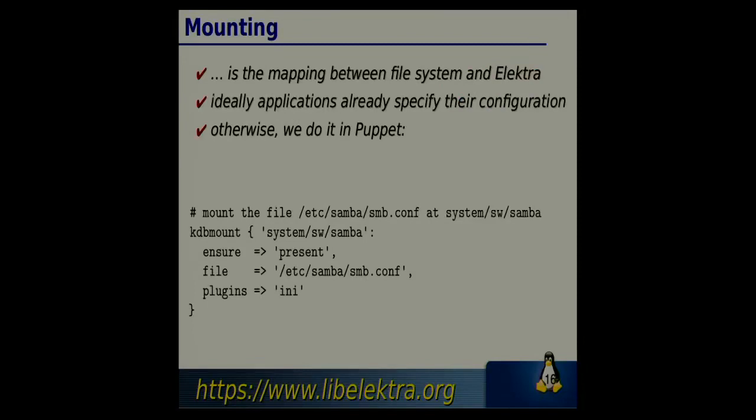The larger goal of Elektra, as already said, is that application developers directly use Elektra. And in this case, nothing needs to be done. We would just write to this path, and the configuration file would be edited. Of course, we have to bootstrap to get to this situation. And if applications do not already use Elektra, we can mount them. For example, this here mounts the Samba configuration file. So we say at this Elektra key, we want to have this configuration file present. And here we can specify a list of Elektra plugins to do so.